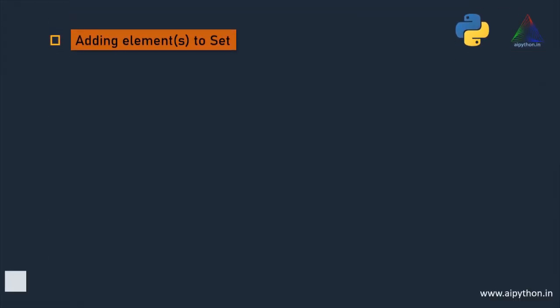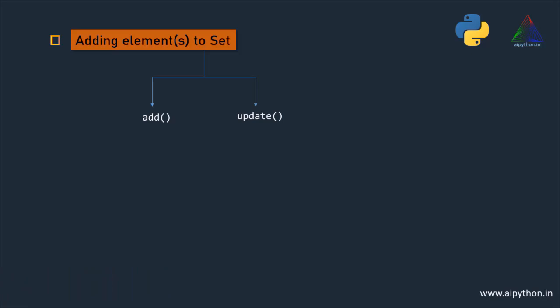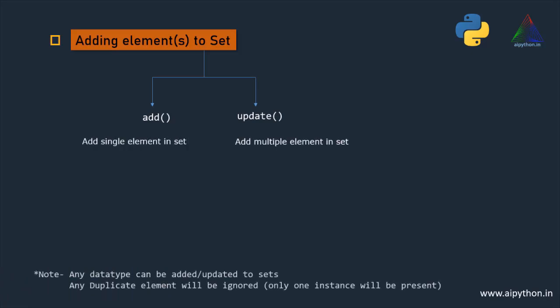So we'll start with the add method. How can we add an element to a set? For example, you already have some set, with elements or without, and we want to add elements into the set. There are two methods, add and update. The add method will add a single element in the set, and the update method will add multiple elements in the set. If you want to add one element at a time, you can use the add function. Or if you have a bunch of elements you want to add together to an existing set, you can use the update method.